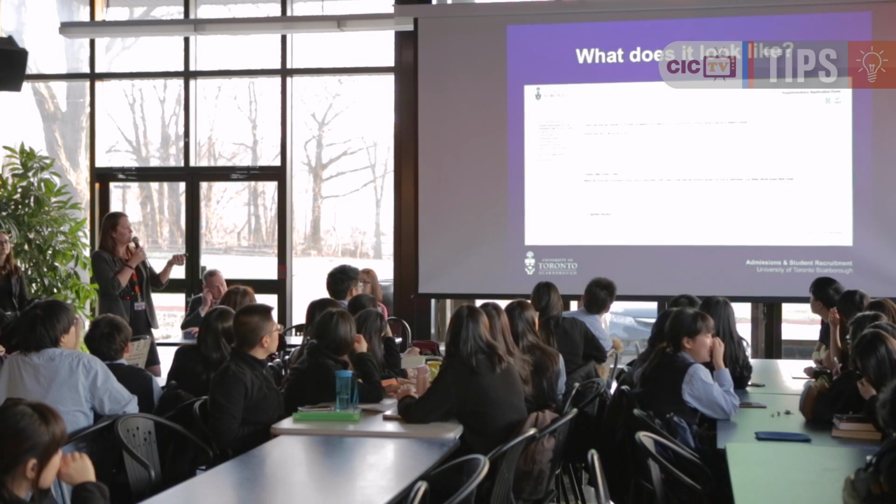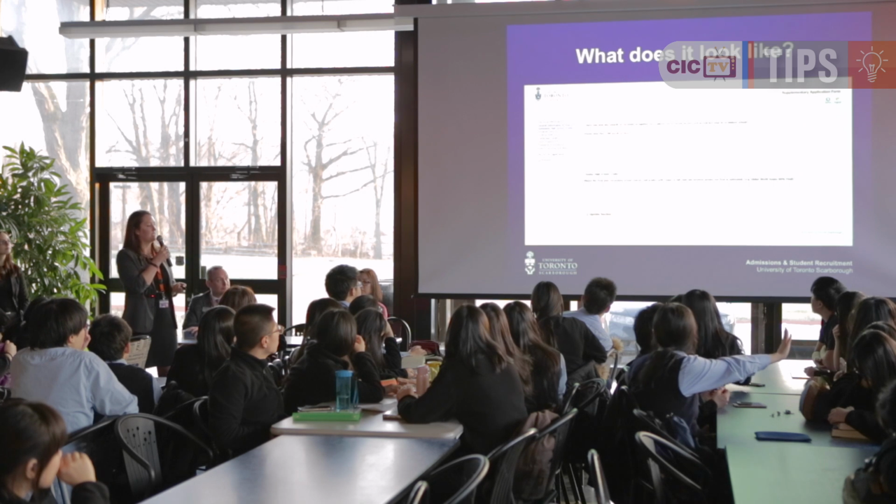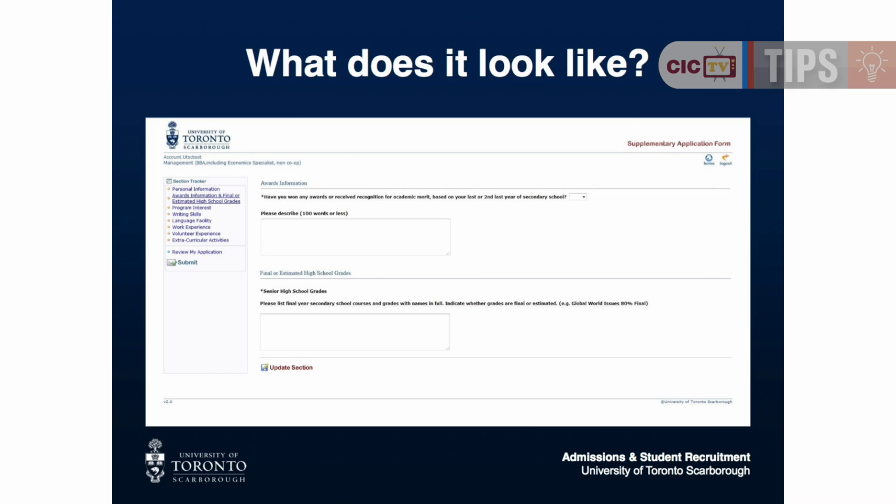So let me show you what some of these pages look like, the different sections of the SAF. So what you're looking at right now is the second section, awards information and also grade information, where you can self-report the different courses that you're taking in grade 12 and either your final or expected marks for those sections. So we're looking for some short answers in those boxes.